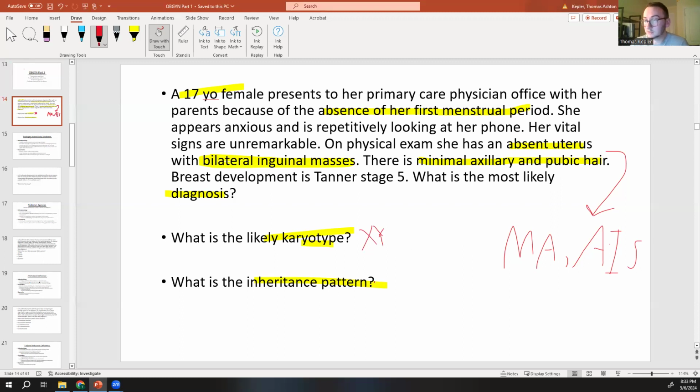So what's the inheritance pattern here? This is something I kind of just had to memorize. It is an X-linked recessive defect in the androgen receptor. And I would recommend knowing these things. These are probably a little more nuanced in terms of details. However, I have seen questions on them before, so I think it is worth knowing.